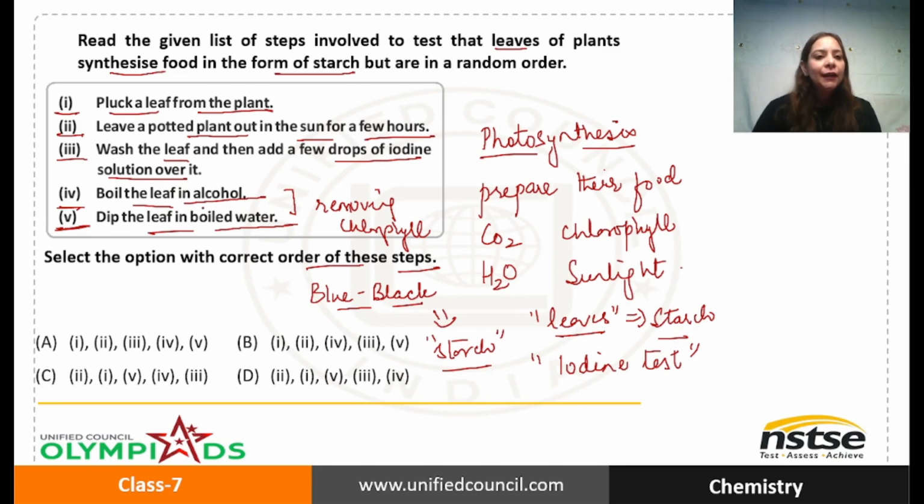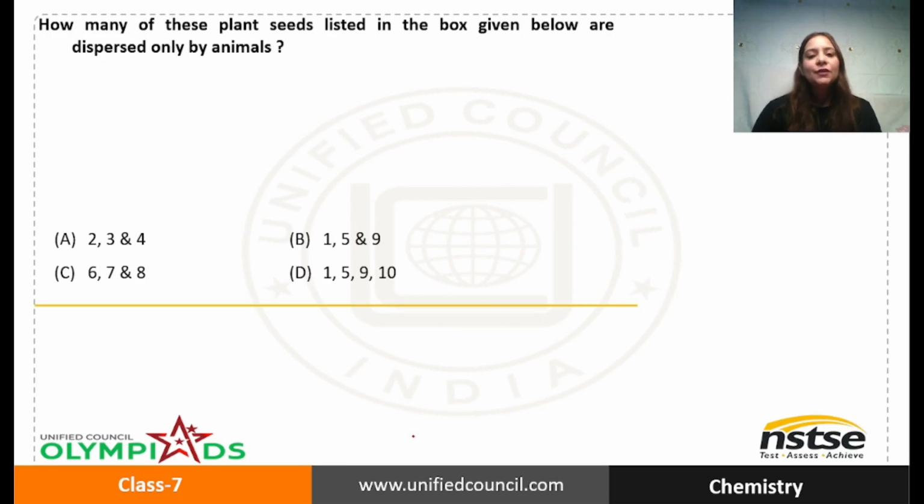So here the correct order is, first 2 followed by 1, then 5th, then this, and then 3rd. So which option is the correct one? Option C has got the correct order. So I hope you got how we can test the leaves of plants for the presence of starch in them. Okay, next question.